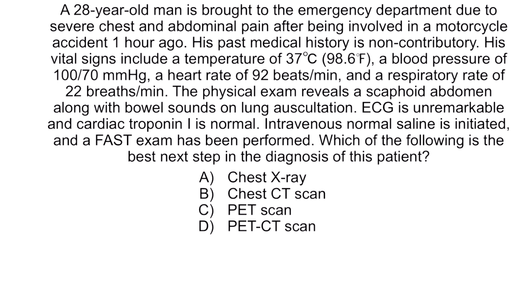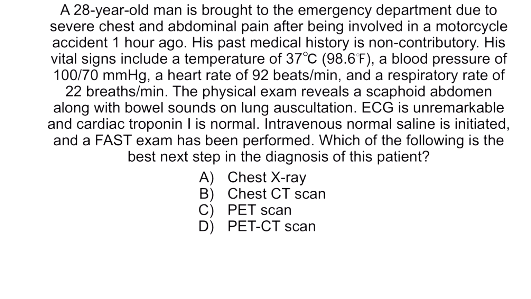A 28-year-old man is brought to the emergency department due to severe chest and abdominal pain after being involved in a motorcycle accident 1 hour ago. His past medical history is non-contributory. His vital signs include a temperature of 37 degrees Celsius, a blood pressure of 100/70, heart rate of 92, and a respiratory rate of 22. Physical exam reveals a scaphoid abdomen along with bowel sounds on lung auscultation.